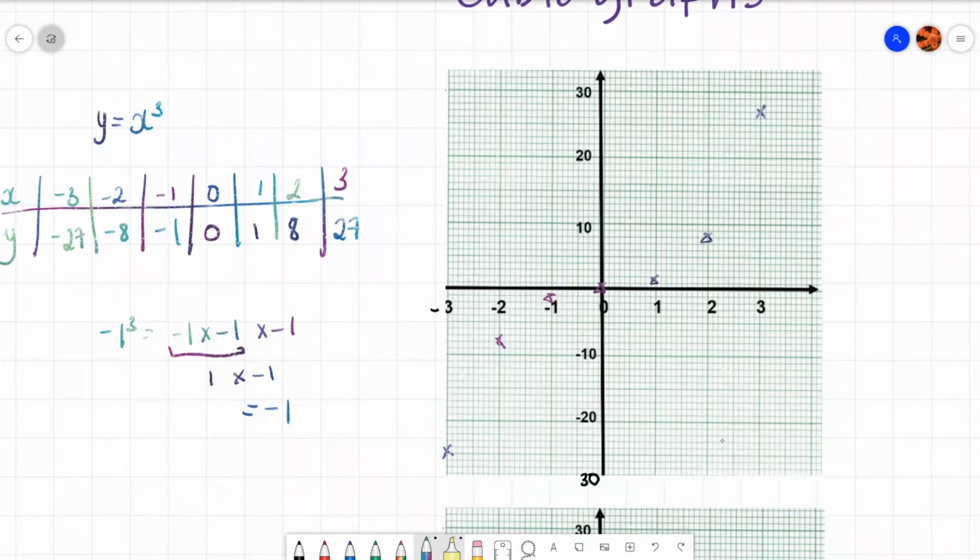Okay, and then let's join the graph up. Again, a nice smooth curve, no straight lines or dot to dot, and there we are. There is our cubic graph. So our cubic graph always has this distinct shape, like this. Okay, let's have a look at drawing another graph.